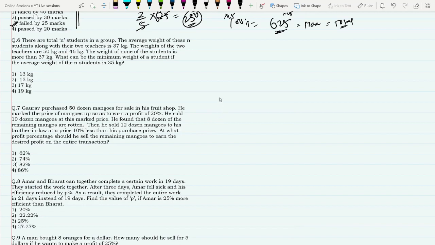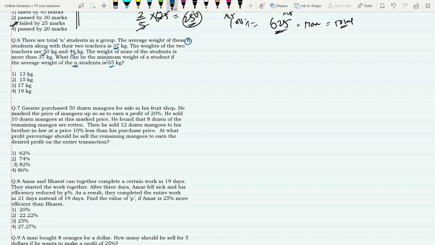Yeah, let us solve this problem. There are n students in a group. The average weight of these n students along with their two teachers is 37. The weights of the two teachers are 50 kilograms and 40 kilograms. The weight of none of the students is more than 37. What could be the minimum weight of a student if the average weight of n students is 35?